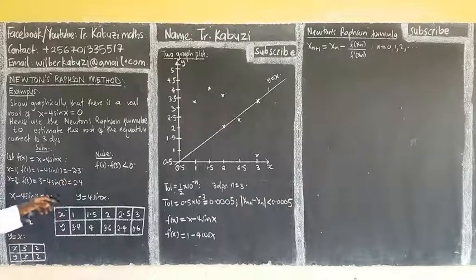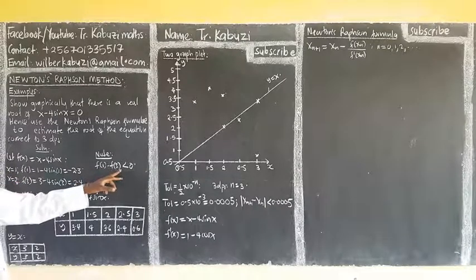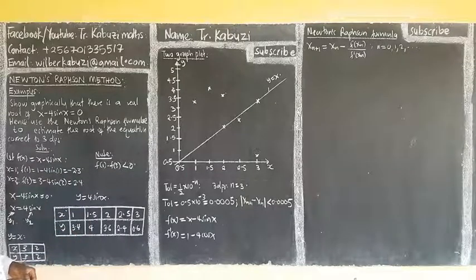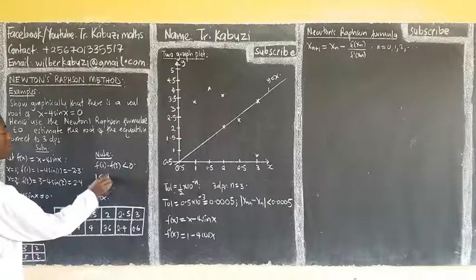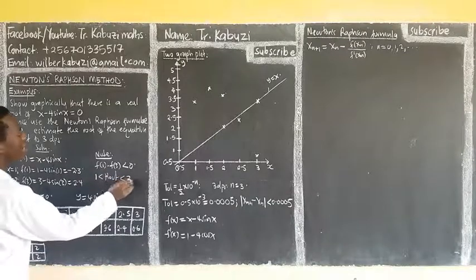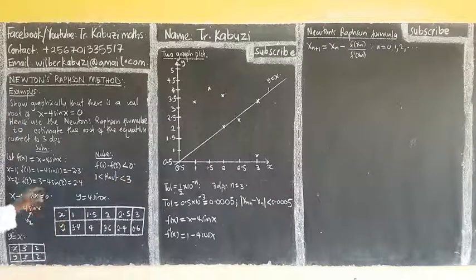So these two mean that my root will lie between 1 and 3, because f of 1 is negative and f of 3 is positive. So our root is going to be between 1 and 3, the values of x.